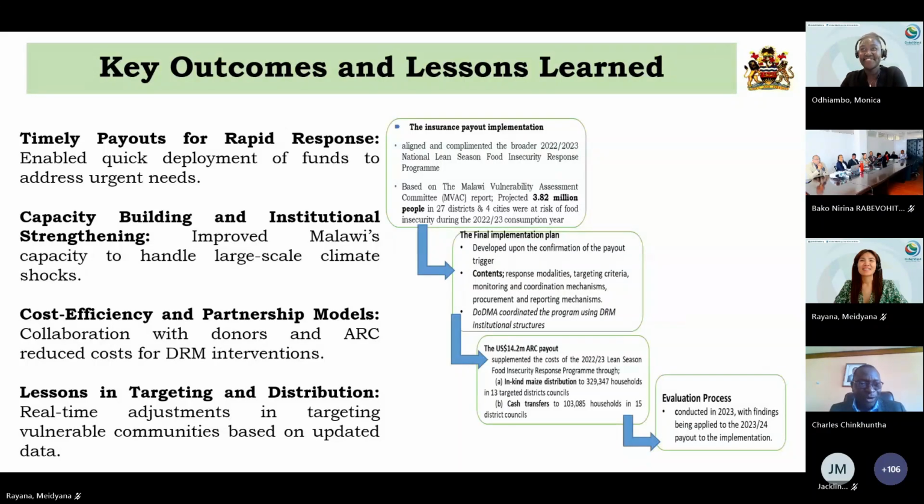Yeah. So cost efficiency and partnership models, but we have also learned issues to do with targeting, because triggering a payout is one thing, but how do you translate the payout to the actual beneficiary, the vulnerable population? Throughout the process that we have developed, we are moving towards that dream of targeting perfectly, so that we remove the inefficiencies that come up with the distribution or the money out processes. Next.